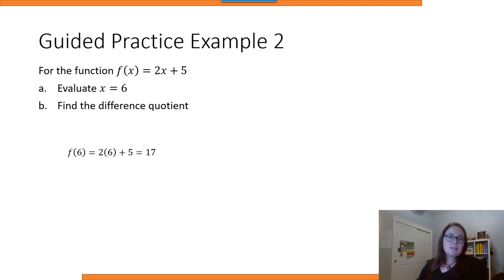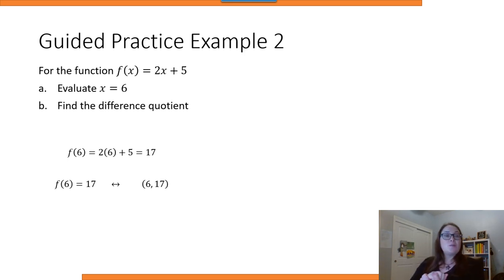So it looks like this. F of 6 is equal to 2 times 6 plus 5, which if I simplify that gives me 17. So I can write this as f of 6 equals 17, or I could write it as the ordered pair 6, 17. So the part in parentheses next to my f is my x value. What I got from plugging it in is the y value. So those mean the same thing. There's two ways of writing the same thing.